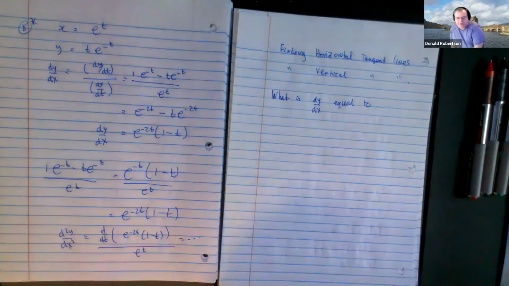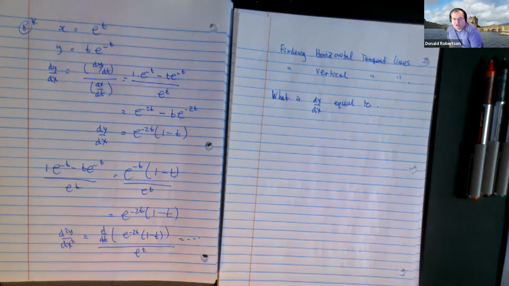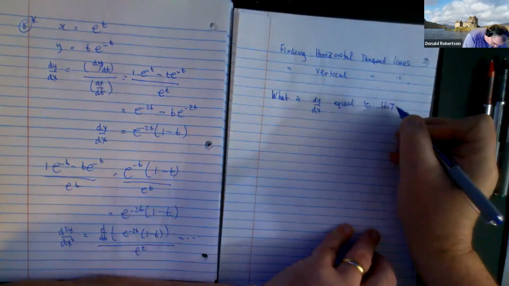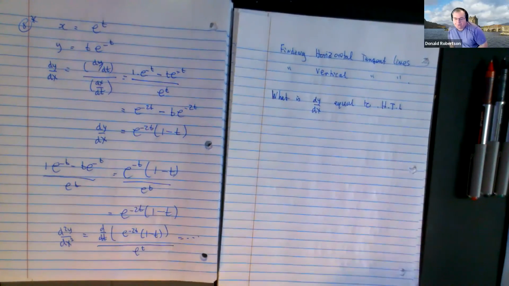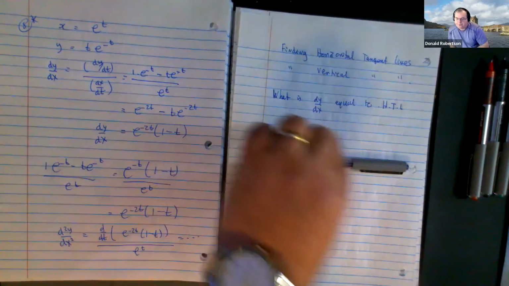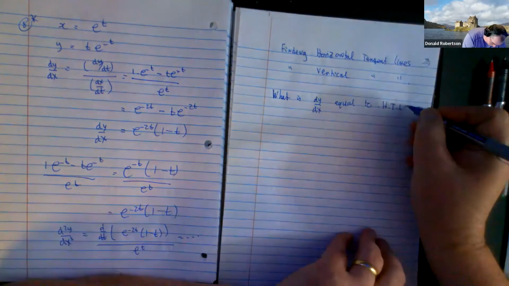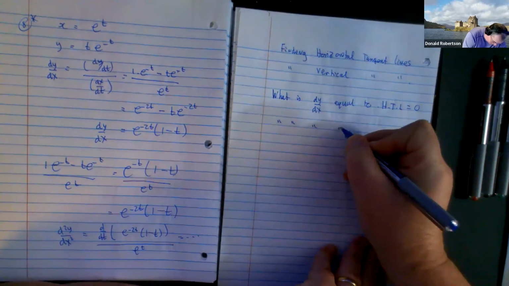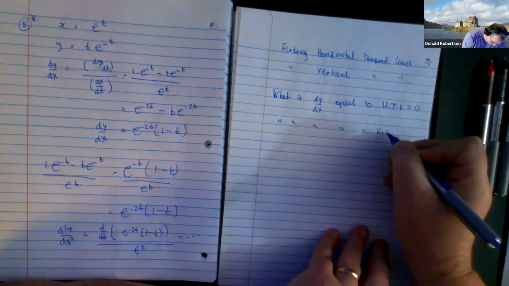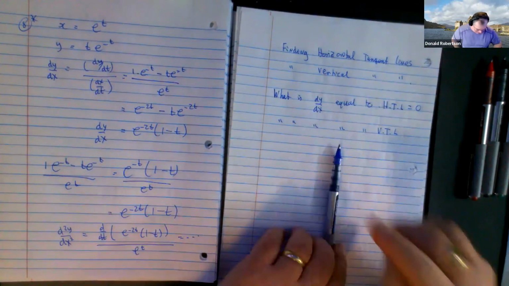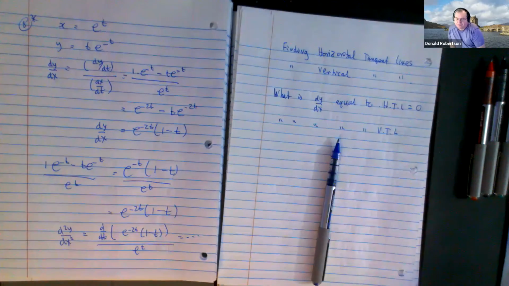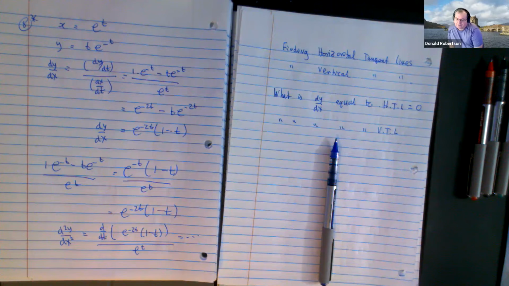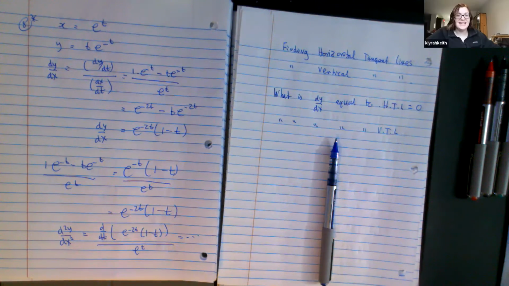What is the derivative dy by dx equal to when you're getting a horizontal tangent line? Big fat zero. And what is this going to be equal to when you find a vertical tangent line? Infinity?